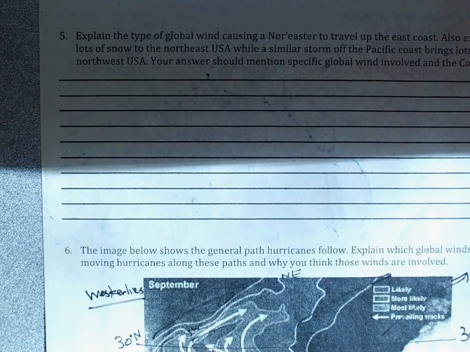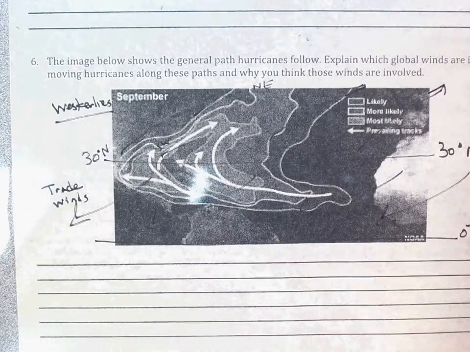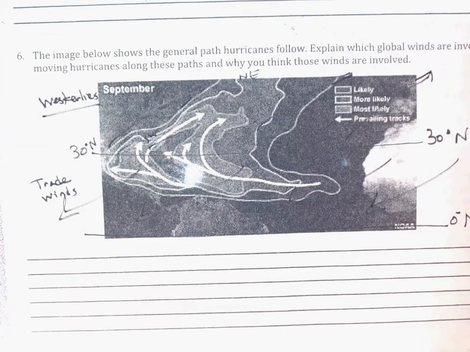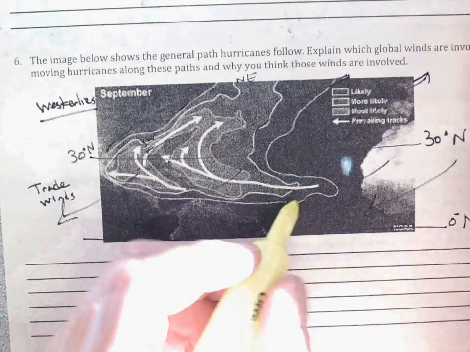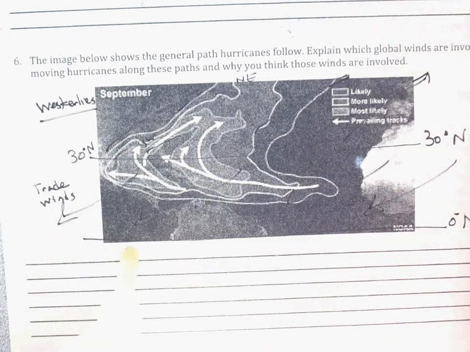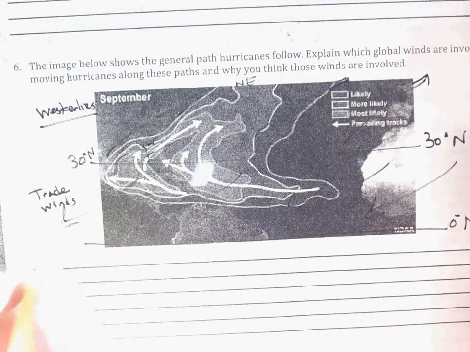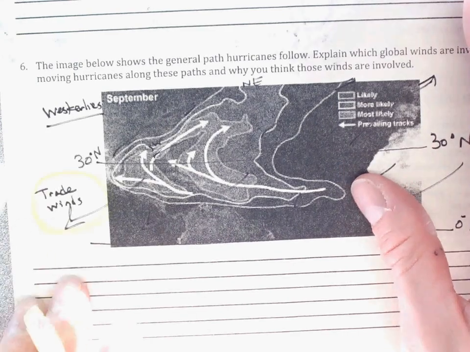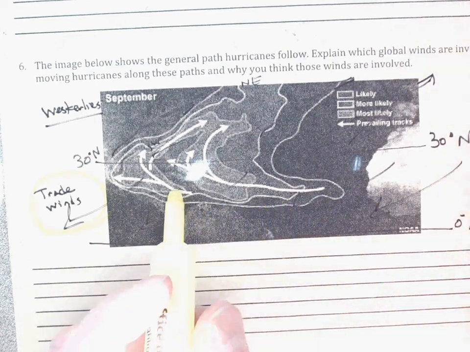Okay, finally, there was a problem that talked about the image below shows a path hurricanes generally follow. Explain which global winds are involved in moving the hurricane along these paths and why you think those winds are involved. So if I look here, this is showing the path the hurricanes move. Well, this is near the equator. In between the equator and 30 degrees, between those two locations, well, these are going to be the trade winds. Okay, so the storm is following within the track of the trade winds.